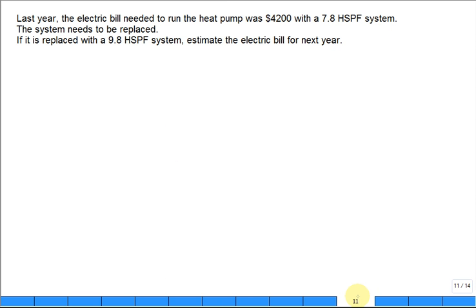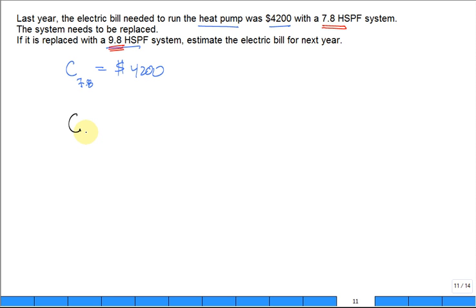All right. Last year, the electric bill needed to run the heat pump was $4,200. So the cost to run for a year was $4,200 with a heat pump with a 7.8 HSPF. So I'm going to put 7.8. The system needs to be replaced. You're considering replacing it with a 9.8 HSPF system. Estimate the electric bill for next year.